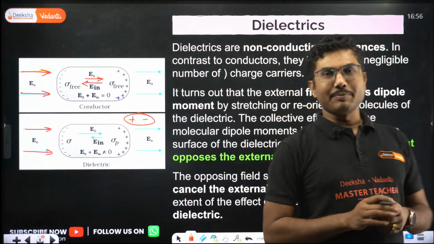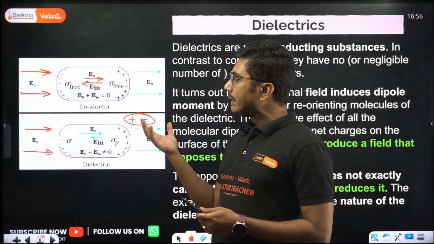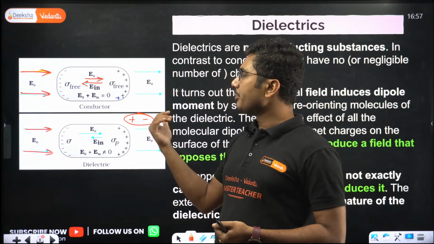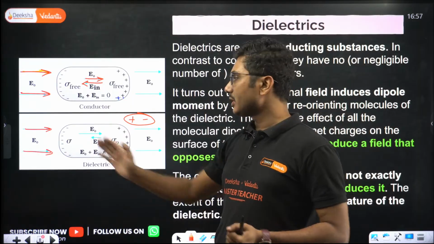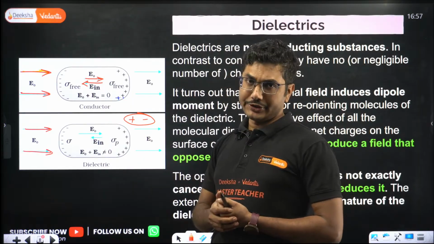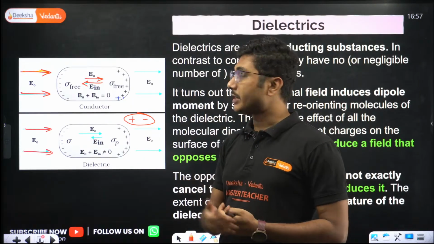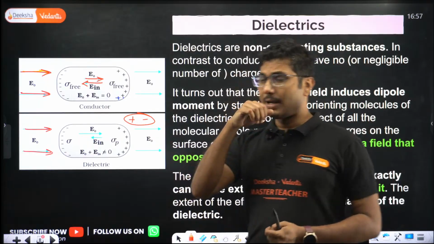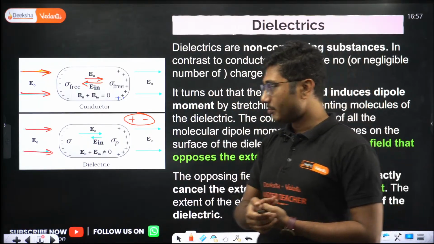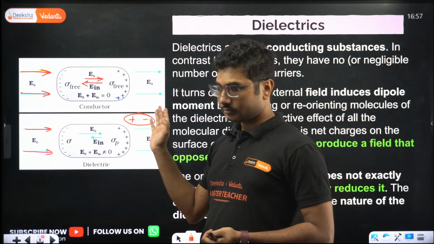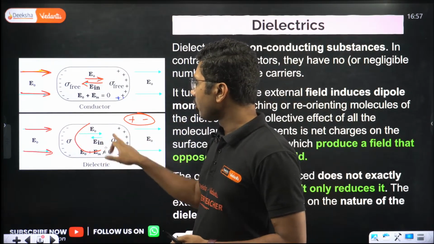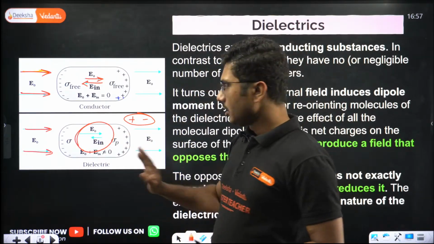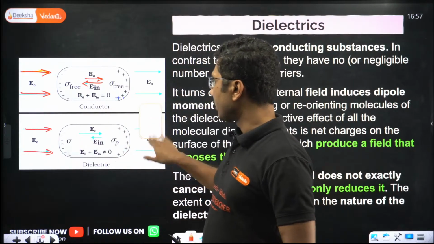These dipoles basically only align according to the electric field. Negative charges all move in this direction, positive charges in that direction. It does not happen by motion of the charge, it only happens by alignment of the charge. That is very, very important. Charges do not move, they only align themselves, and in the central portion the positive and negative charges cancel each other. We will see that in the polarization part.